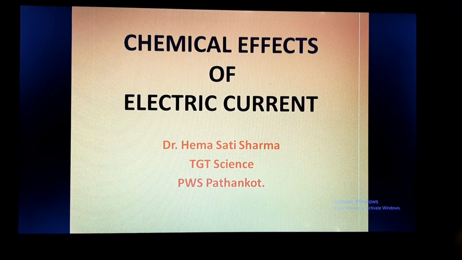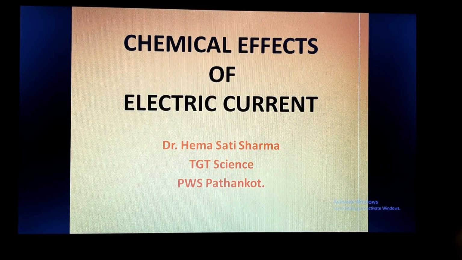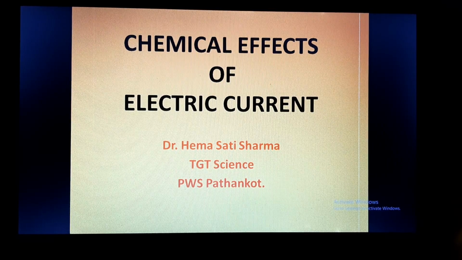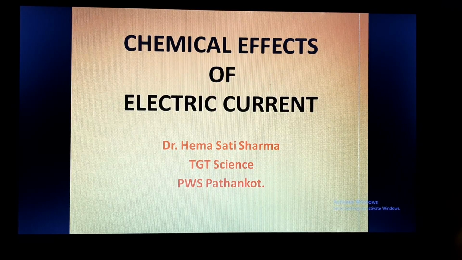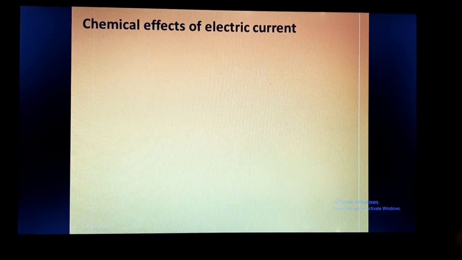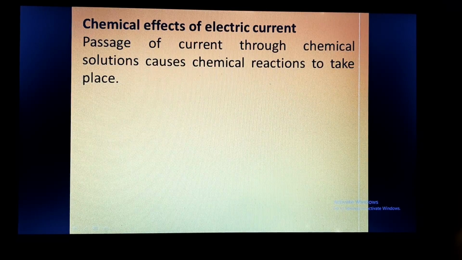We are discussing the chapter called Chemical Effects of Electric Current. We have already discussed conductivity of liquids, testers, and effects of electric current like mechanical effect, heating effect and magnetic effect. Today we are going to discuss chemical effects of electric current.